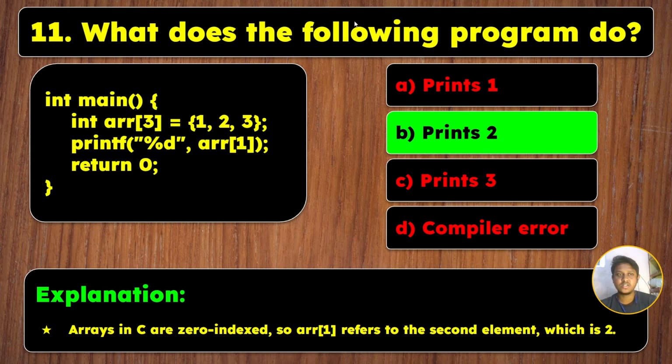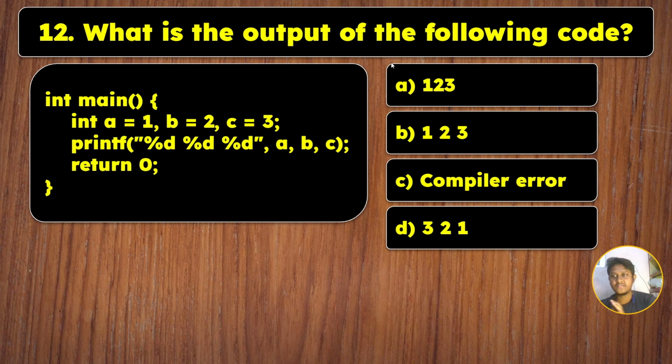Let's jump to our next question. What is the output of the following code? Here also we have a main method, and after that we have three int type variables. So here A contains 1, B contains 2, and C contains 3. And after that we are simply printing A, B, C. But you can see here some spaces are there. So you have to answer in which fashion this A, B, C will get printed.